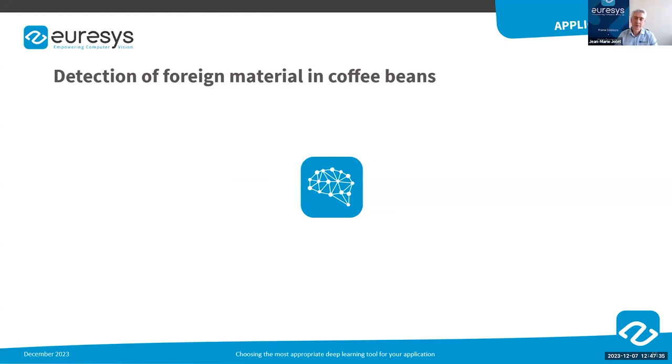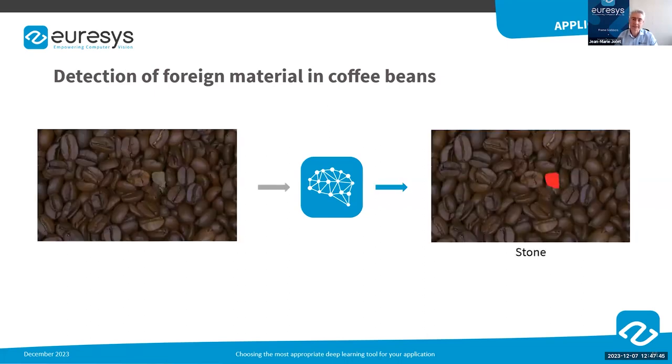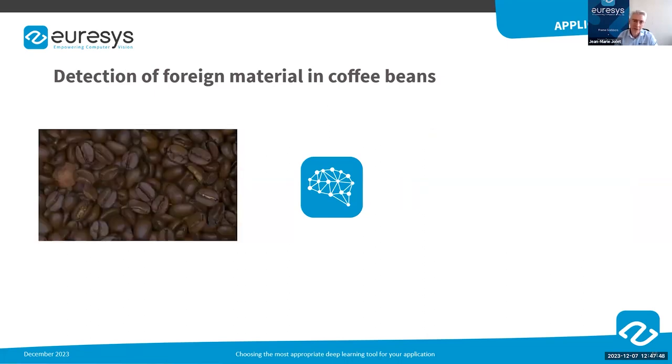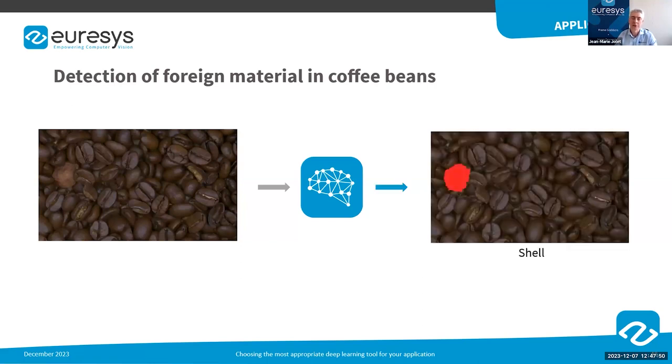Another domain where the usage of deep learning tool is interesting is the food industry. For instance, before the packaging process of food or vegetables, the presence of foreign material must be detected. And for such an application, an accurate localization of the foreign material is important because we need to remove it.